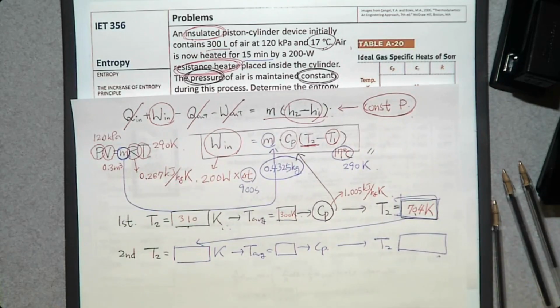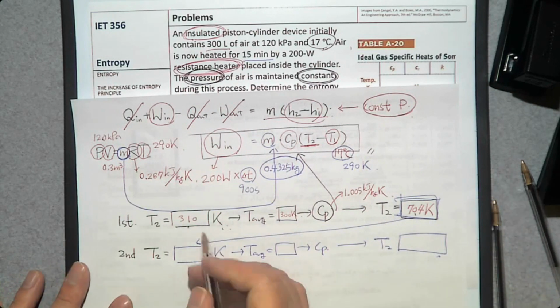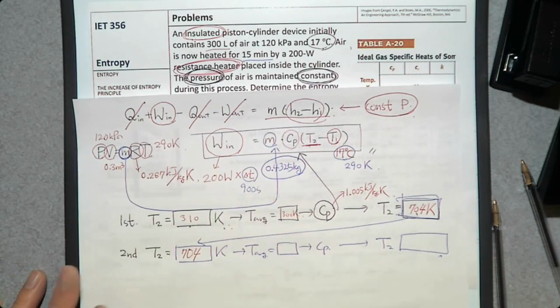We assumed that the final temperature is 310, and what we got is 704 Kelvin. Are they close enough? No. So the first iteration didn't meet our expectations. So we are going to use this value as our second guess. The second guess is going to be 704 Kelvin. So let's calculate the average temperature: 704 plus 290, divided by 2, is 497.